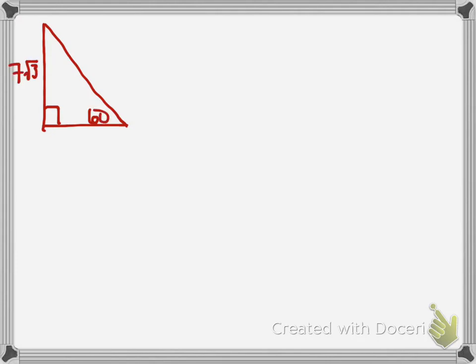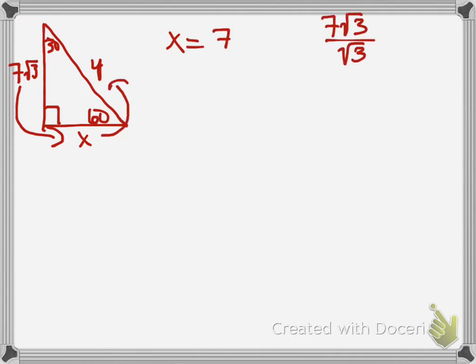Okay, so here's another one. This time I'm giving you the long leg, and I want you to find the short leg. Now, if the long leg is the short leg times the square root of 3, then if I want to go backwards, I can divide by the square root of 3, and the short leg would just be 7. And if the short leg is 7, then I can multiply it by 2 to get the hypotenuse, and that would be 14.